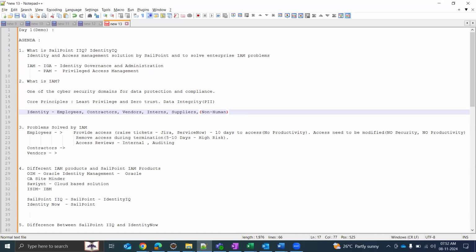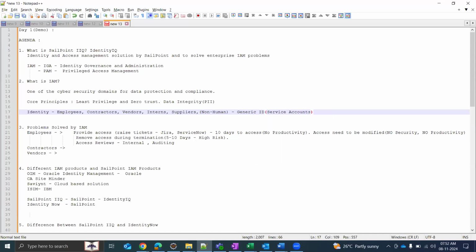So what do we mean by non-humans? In our organizations, we have generic IDs, RPAs. Non-human means something like generic IDs. Yes, absolutely. As you said, generic IDs. There is another term for this generic ID: we call them service accounts.